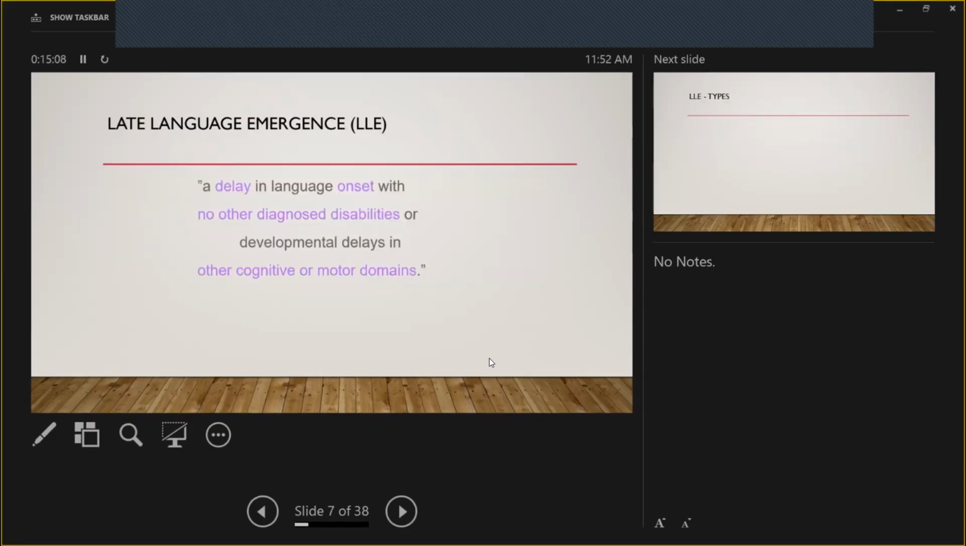So late language emergence, the first language disorder, is a delay in language onset with no other diagnosed disabilities or developmental delays in other cognitive or motor domains. So the child will run and climb stairs. They will have normal hand functions. They will have normal social development, right? They will have normal hearing, but their language is delayed. That is called late language emergence. All the other developmental milestones are normal, only language is affected.